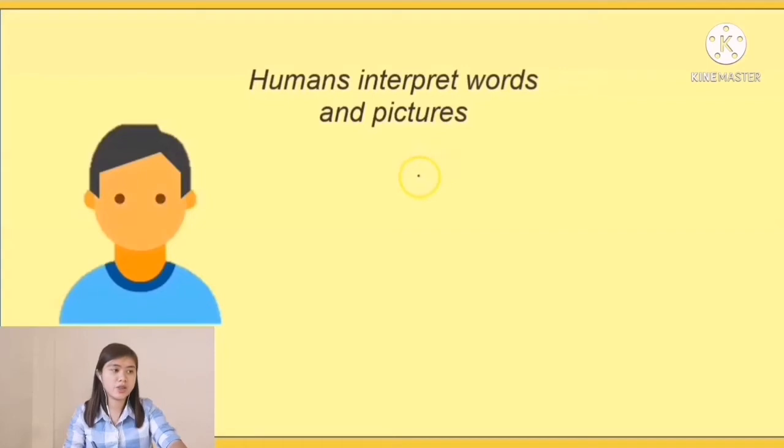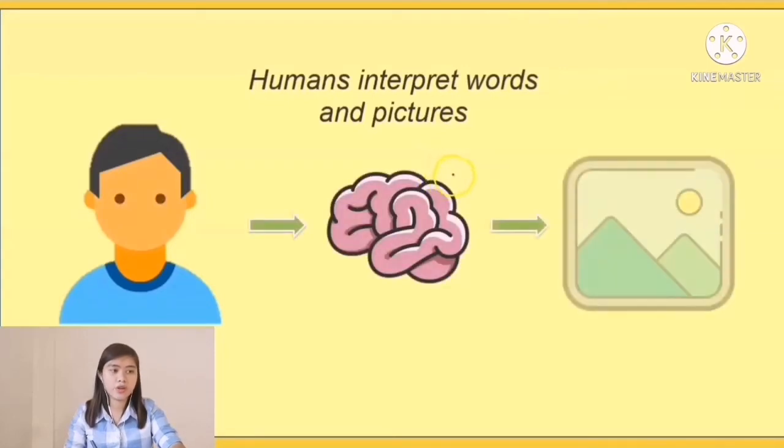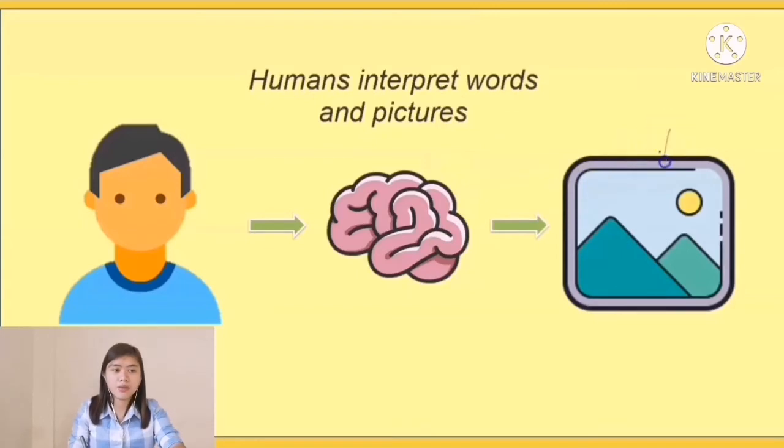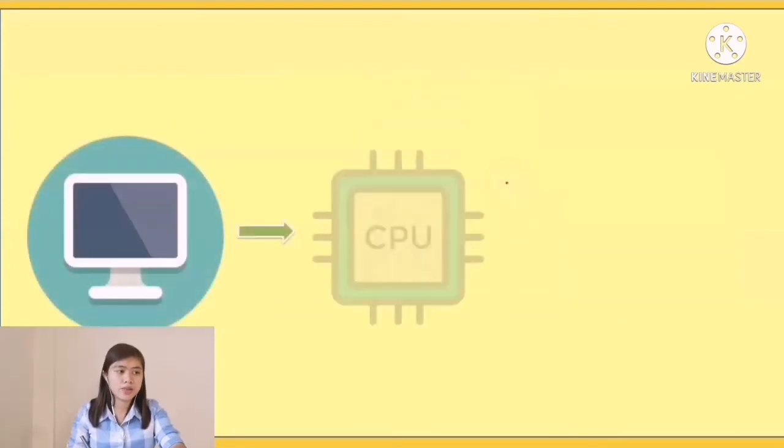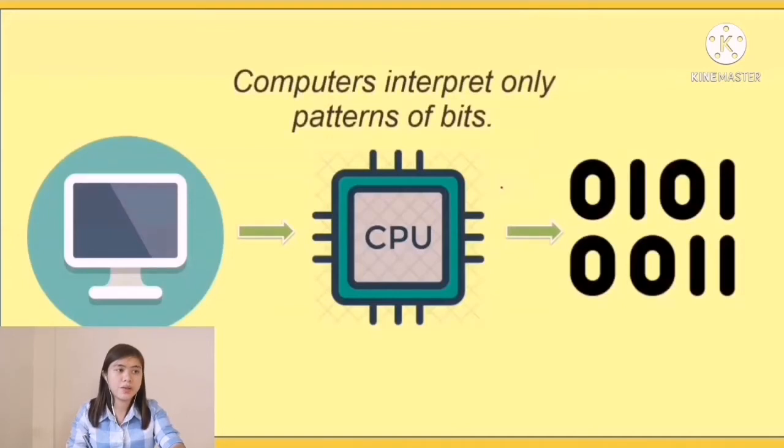Okay, look at this representation. We humans interpret words and pictures. The moment we see pictures or words, our brain will process that information. While in computers, our computer interprets only the pattern of bits. So how does it happen? The computer has the system unit, or the central processing unit rather. Then through that central processing unit, the pattern of bits will be processed. So as we talked about earlier, bits refer to either 0 or 1.